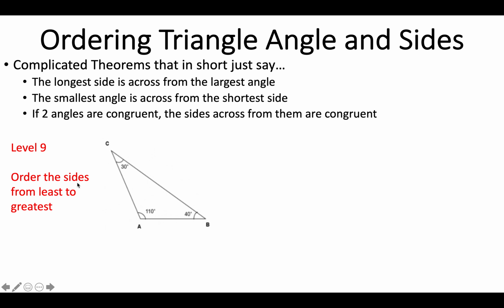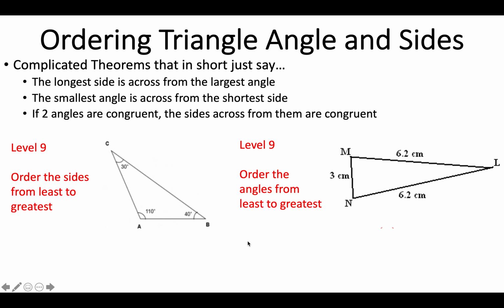So, this is order the sides from least to greatest. The angles are easy. Angle C is the smallest. Angle B is in the middle, and angle A is the biggest. So we follow it across. If 30 is the smallest, across from it is the side AB. AB is the smallest. If 40 is the middle, follow it across. AC is the middle. If 110 is the biggest, across from it is BC. BC is the biggest.